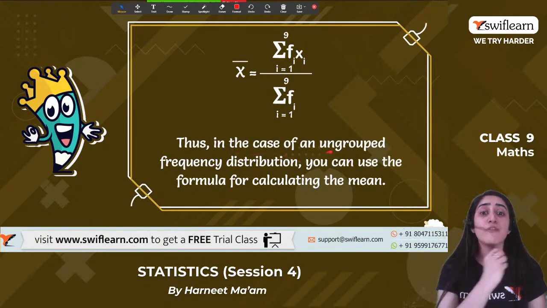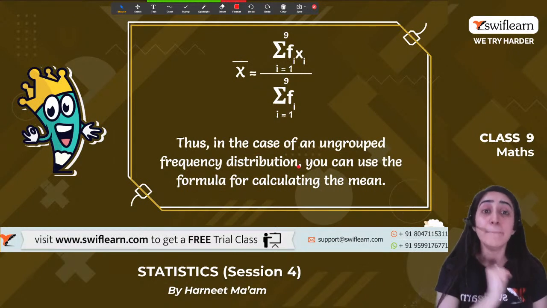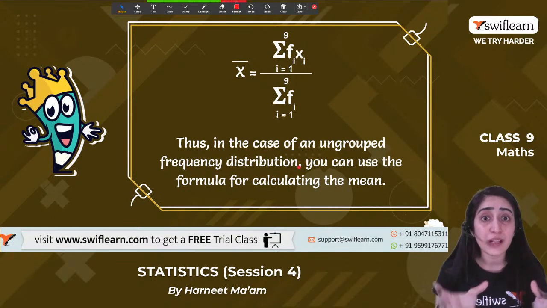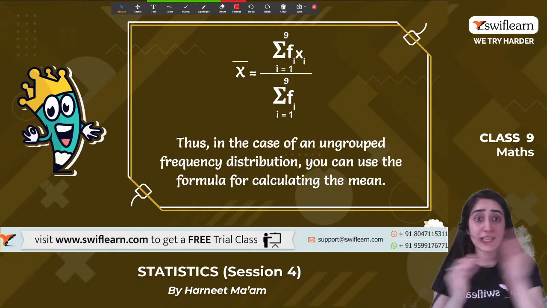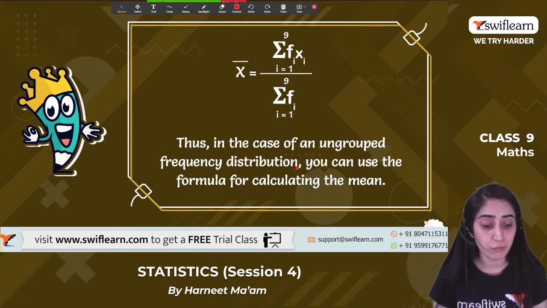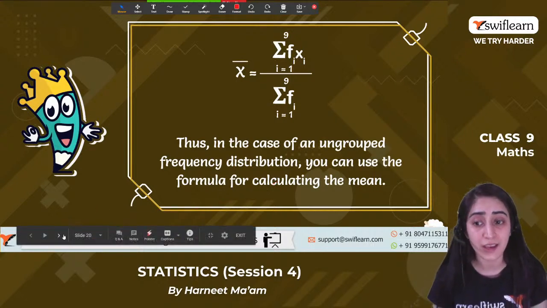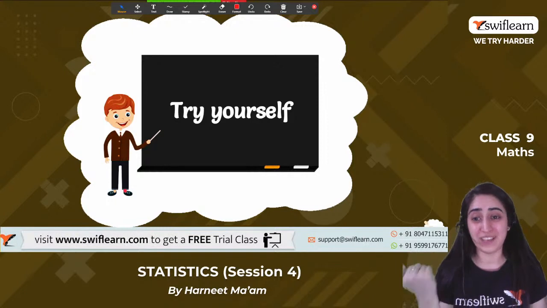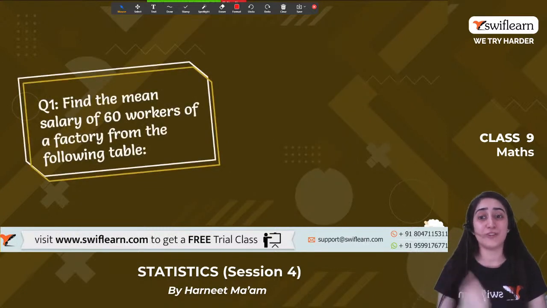In the case of ungrouped frequency, you will use this formula to calculate the mean. जब ungrouped है, grouping नहीं है मतलब class interval नहीं है, single है, तो हम multiply करके इसको pretty easily solve कर सकते हैं. All right. So now try it yourself. Already Ankit you were doing it. That's great. So let's try this question also.